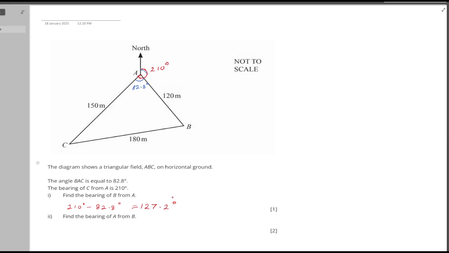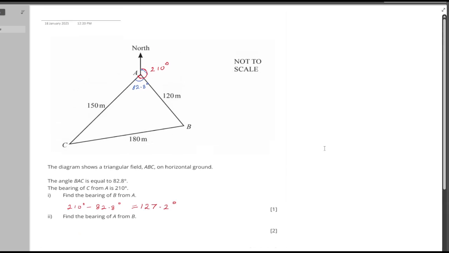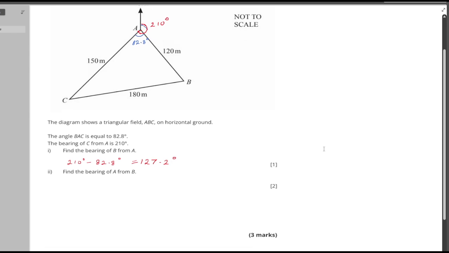Now find the bearing of A from B. So once you get bearing of B from A, which is less than 180 degree, so bearing of A from B, for that what we do, we will simply add 180 degree to this 127.2 degree. So after adding 180 degree, the result is 307.2 degree. Okay.